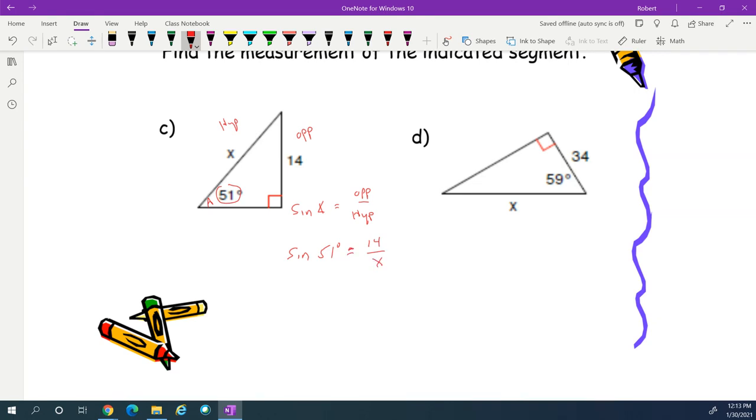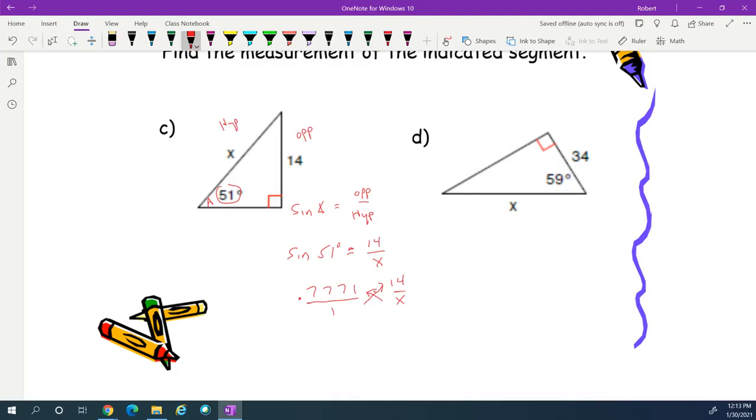Do not touch your calculator until you fill in the formula. Now, I'm going to do sine of 51 degrees, and I got 0.7771, and that equals 14 over x. Put it over 1 and cross multiply. This is where people make mistakes. Pay attention to what you're doing here.